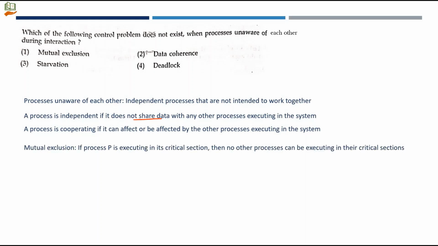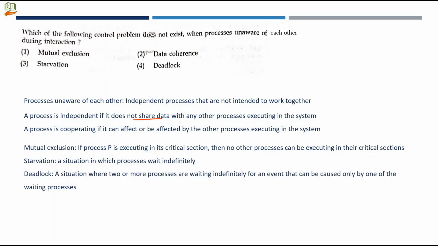What is mutual exclusion? If process P is executing in its critical section, then no other processes can be executing in their critical sections. Starvation means a situation in which processes will be waiting indefinitely. What is deadlock? It is a situation where two or more processes are waiting indefinitely for an event that can be caused only by one of the waiting processes.